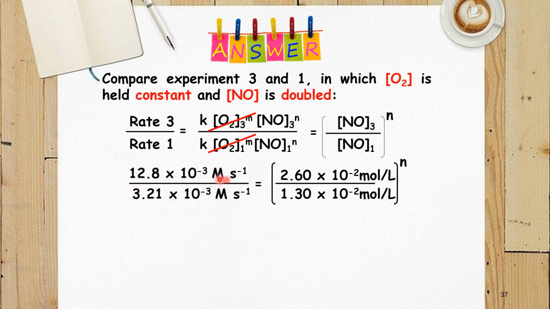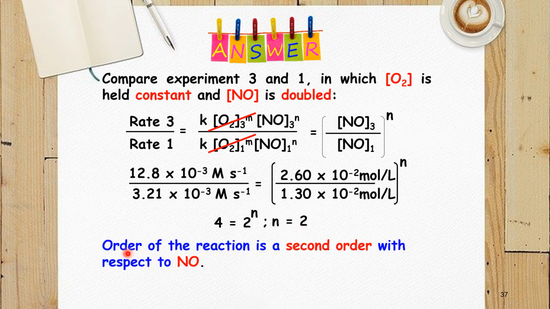So we can cancel out the unit, and therefore we will get 4 is equal to 2 power of n. And then n here is equal to 2. Then write the conclusion.